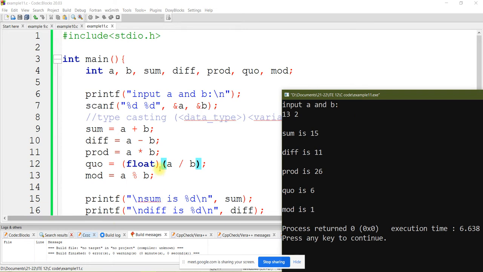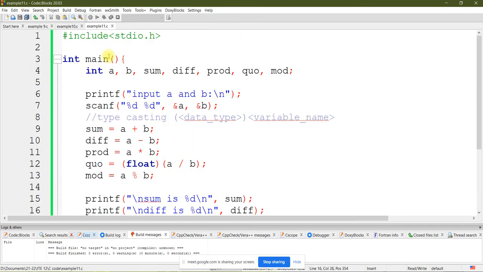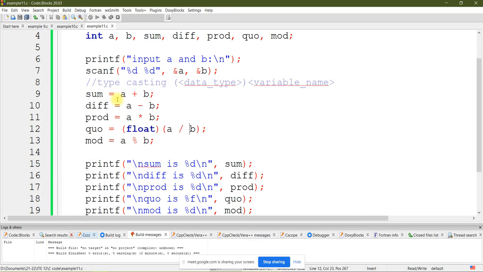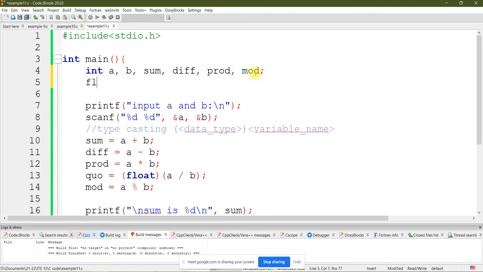It is because already in the division, the answer is already 6. The 0.5 already disappeared there, because both are integers. So basically, the result is already an integer and then it was converted into float. Of course, this will become a float, but its initial value is an integer. So I replaced it with %f because it is float now. Okay, let's also make the quotient float, because it is the only special case. Only it is float. Let's make the quotient float.